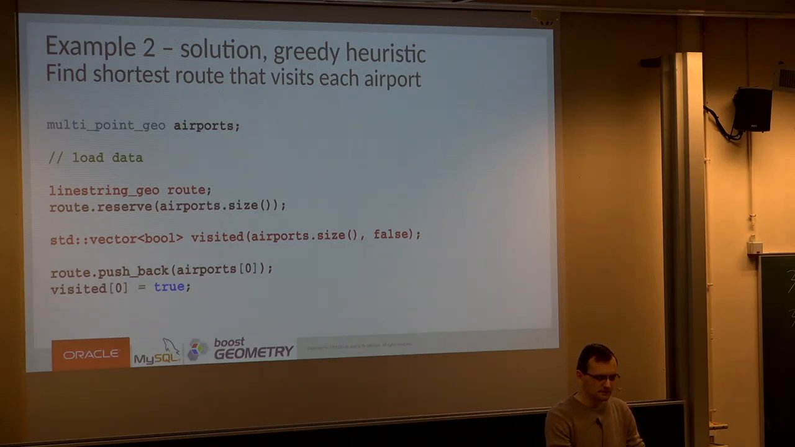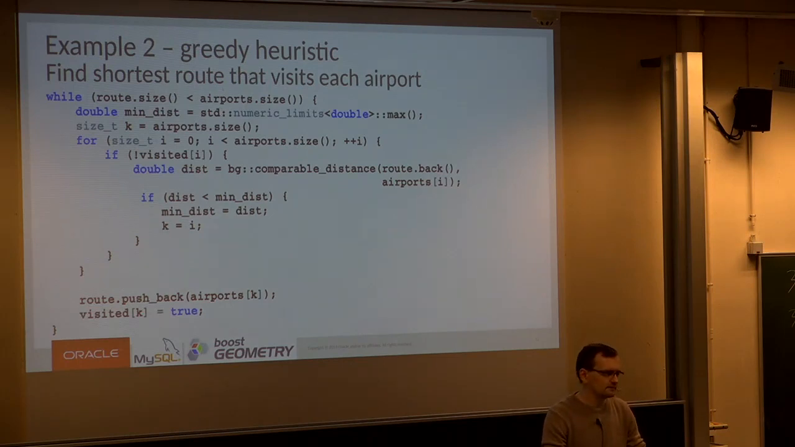Here is one of the possible solutions, which is the classic one, called greedy heuristic. So basically, I'm choosing the closest airport from a starting point, and then from that, I'm choosing the closest airport again and again, until I have all of the airports. Until I have all of the airports, I'm checking all of the airports, checking the ones which are not visited, calculating the distance, picking the smallest one.